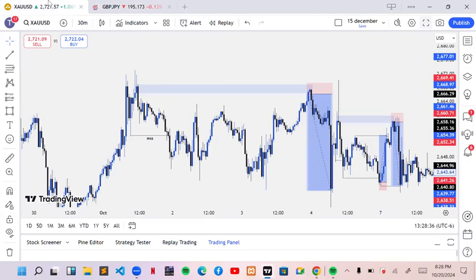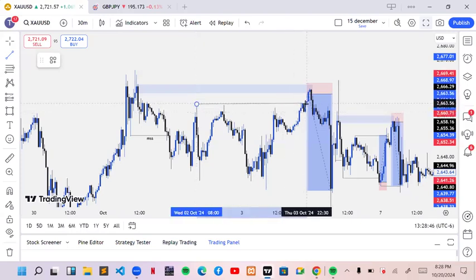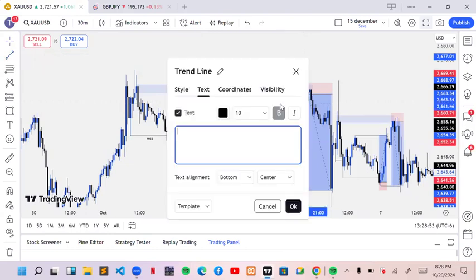And the second rule says it has to have liquidity or inducement protecting it. Now, like I said, the inducement is the first valid pullback that market makes after a shift of market structure or a break of structure. So where is our liquidity? Our liquidity is right here because it's the pullback that market makes after a shift of market structure or a break of structure. So this is our inducement.